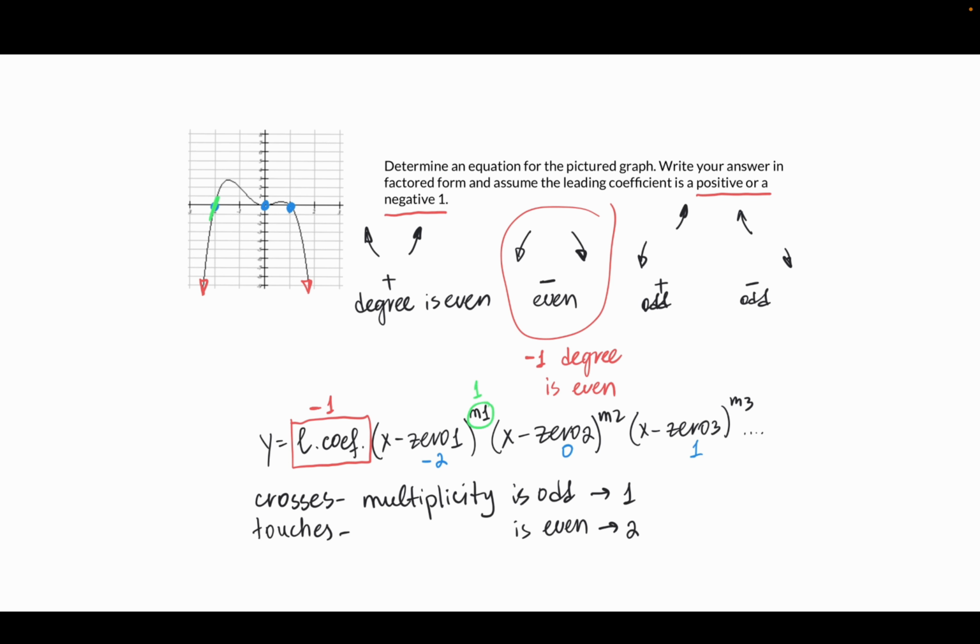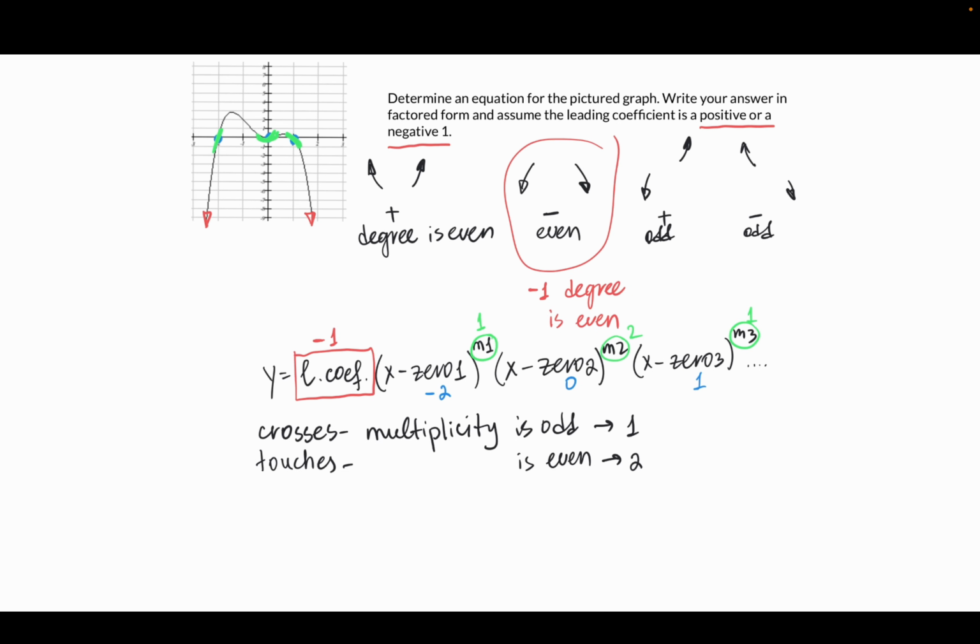At 0, the graph turns or touches, so the multiplicity for that one will be 2. At the last one, the graph crosses again, goes from being above the x-axis to being below the x-axis, so that one will be a 1. I will now rewrite my formula with all of this information that I have.